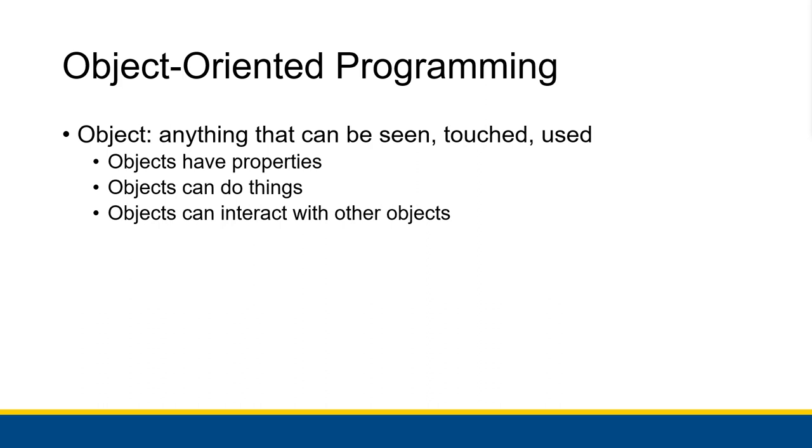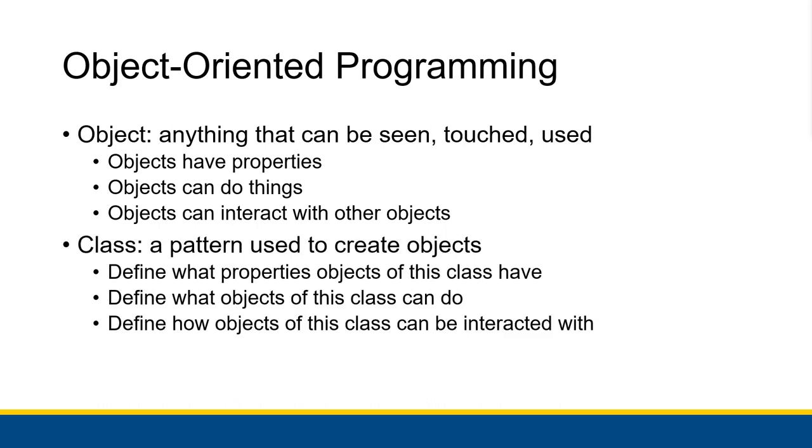All objects have properties. Objects are able to do things. They're able to perform certain functions based on the instructions that you give them, and they can interact with other objects. Now, we also have an idea of a class. A class is a pattern used to create objects. The class is actually what you write when you're programming in an object-oriented programming language. You define a class, and then you create instances of that class, which are objects. Objects are of a specific class.